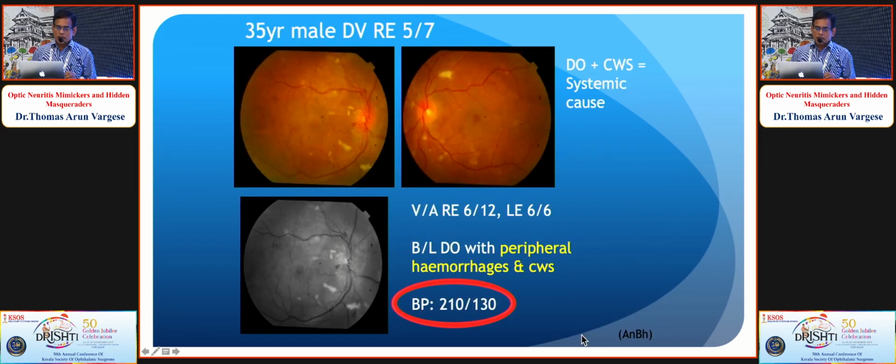Again, a 35-year-old who presents with blurring in the right eye, but you see the other features. You see the extensive cotton wool spots. That indicates a systemic cause, and it's actually due to hypertension.